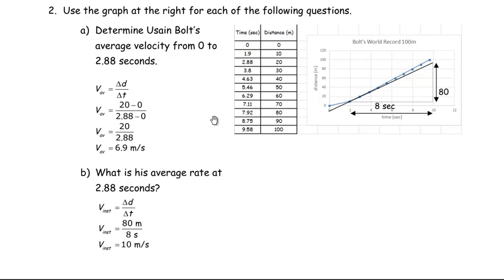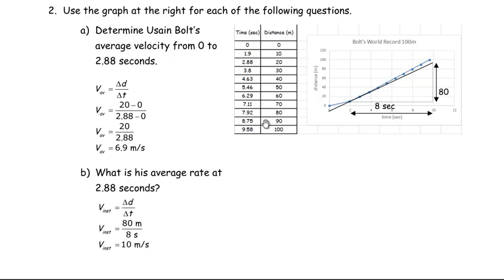Question number 2 says use the graph on the right, and of course the table is going to give you more accurate data for doing this, especially for A, to answer each of the following questions. These are Usain Bolt's data from his world record 9.58 second 100 meter dash, and it's still the world record as of recording this in September 2016.